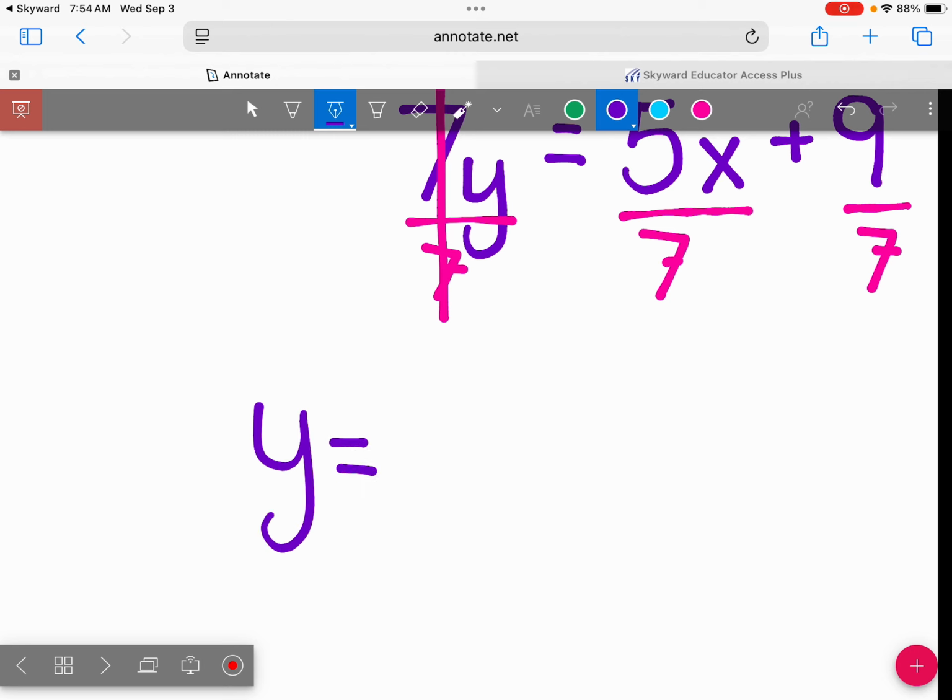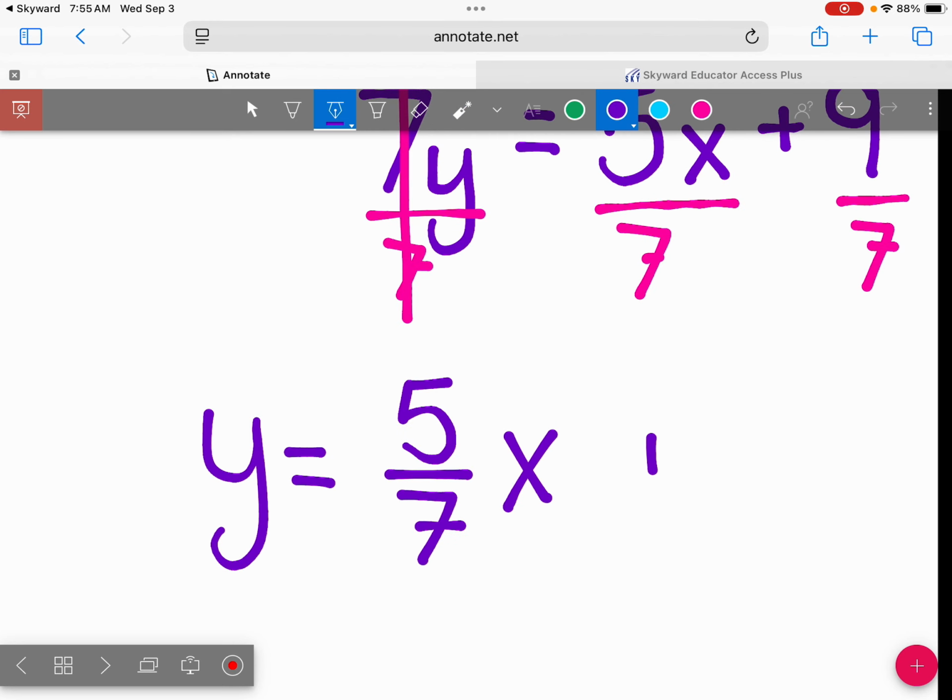equals, does 5x divided by 7 simplify? Not really. But I can rewrite it as 5/7 x. That works for me. Does 9 divided by 7 simplify? Does 9 divide by 7 nicely? Or is it unpleasant and decimally? Unpleasant and decimally. We're going to leave it as a fraction because that is gross. And luckily, we're not graphing that one, so we don't got to worry about the fact that it is fractionapalooza.